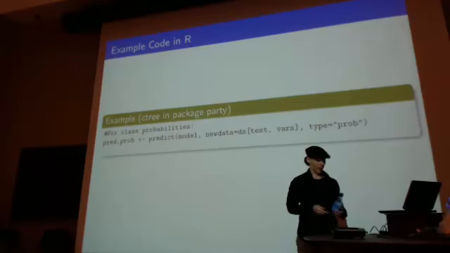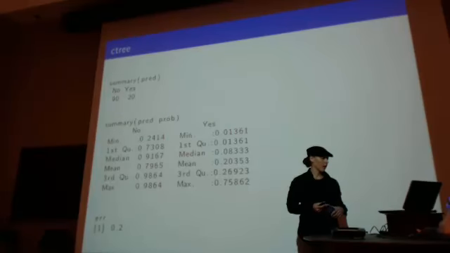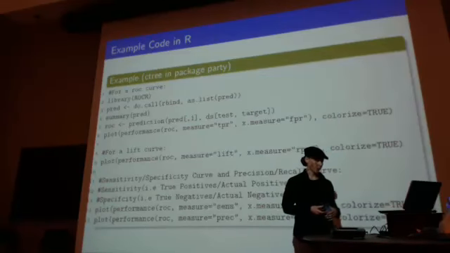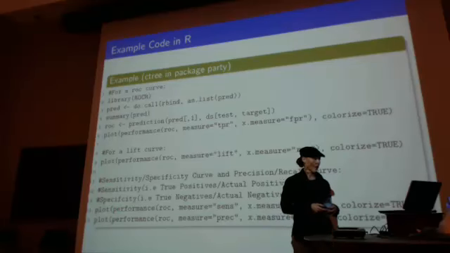Do the probabilities the same way. You do the summaries of it, you get the same information. And so these commands you use throughout the whole process to just continue looking at your data. Here's a ROC curve.